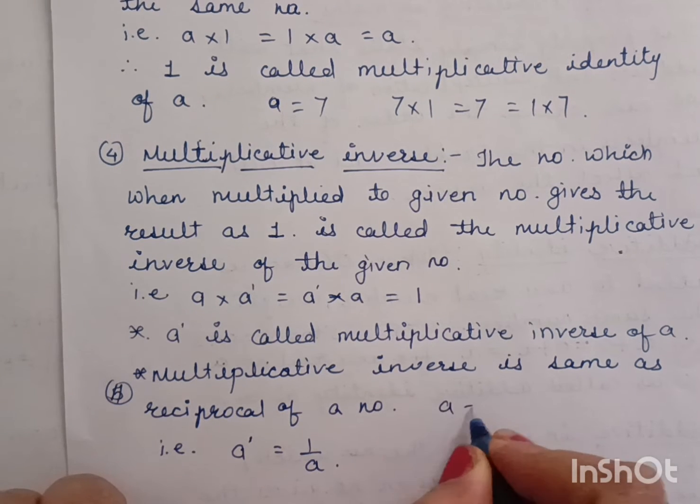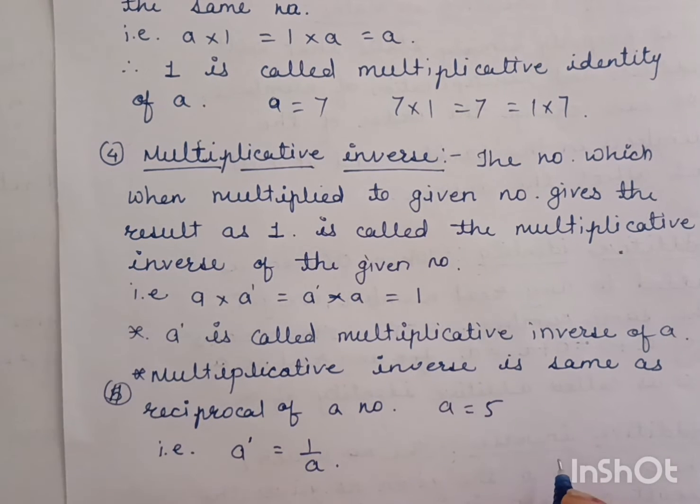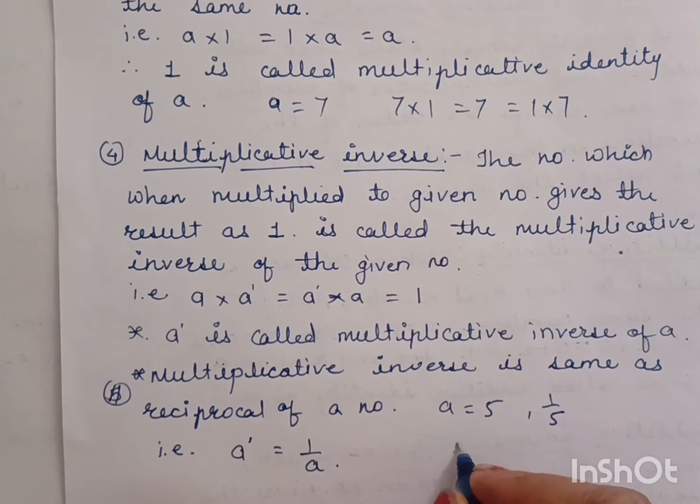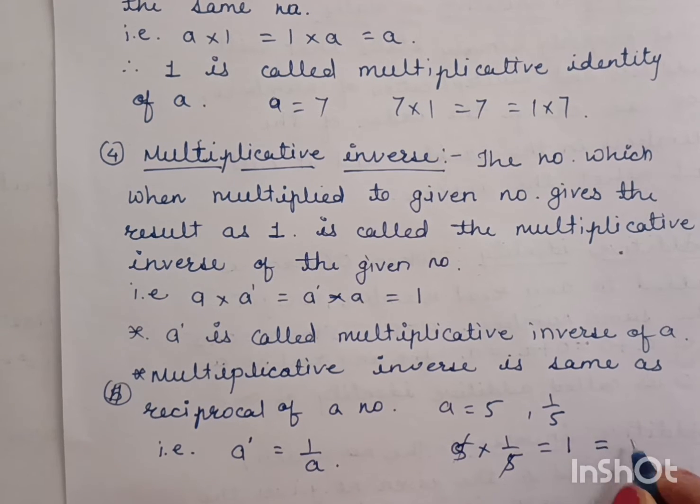Suppose a is equal to 5. So multiplicative inverse of 5 is 1 upon 5. Then 5 into 1 upon 5 is equal to 5 gets cancelled, 1, which is equal to 1 upon 5 into 5. This is multiplicative inverse.